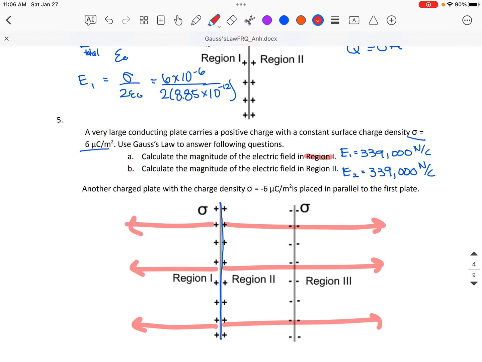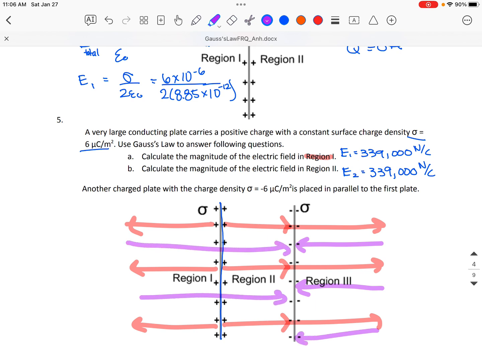Now, it's very important that you understand that the positive charge doesn't stop at the negative plate. It actually goes through. So I'm going to draw arrows here so we know in region 2 that it's going to the right, but it also continues past the negative plate to the right as well. We know that for negative charges, since it's the same charge density, it's also going to be 339,000 newtons per coulomb for the negative plate, but in this scenario, it's going into the negative plate and on the other side into the negative plate.